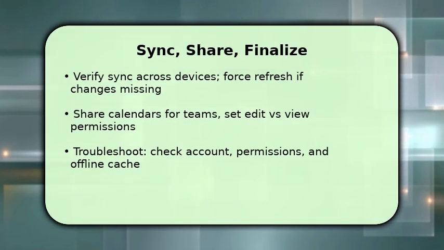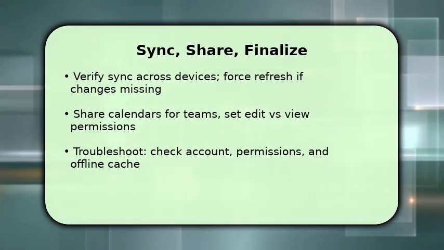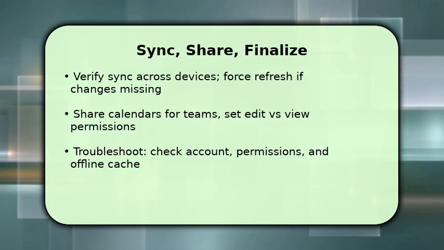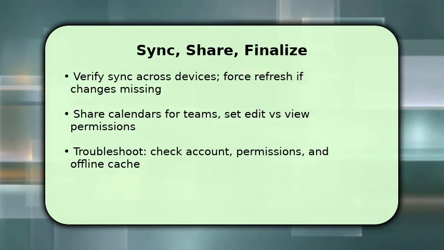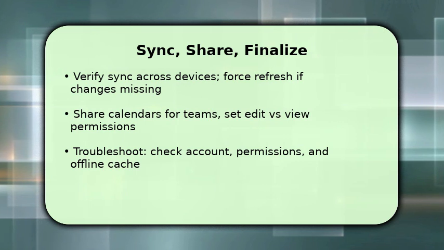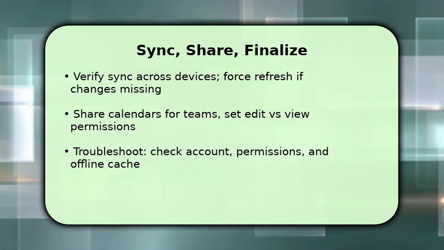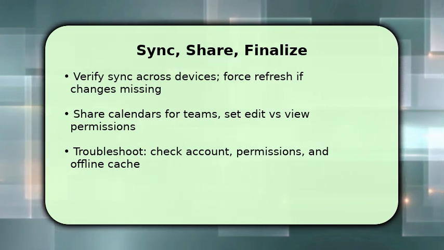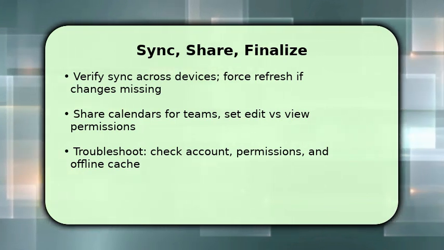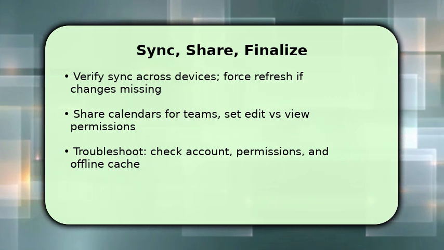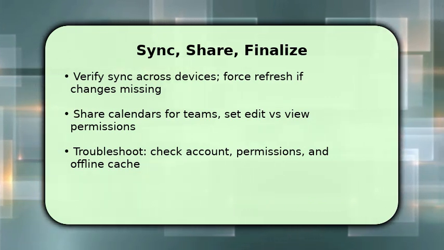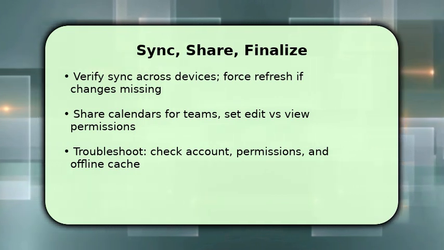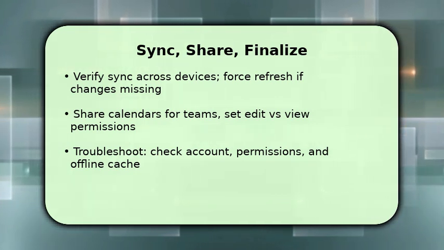You finish by ensuring everything syncs and is shareable. Confirm the calendar syncs across your phone, tablet, and web, force refresh or reopen the app if changes don't appear. Share a calendar with teammates and set edit versus view permissions to control changes. Archive or color code completed calendars to reduce clutter. If something goes wrong, check account sign-in, app permissions, and disable airplane mode before retrying. Clearing the app cache often resolves stuck sync or missing event issues.